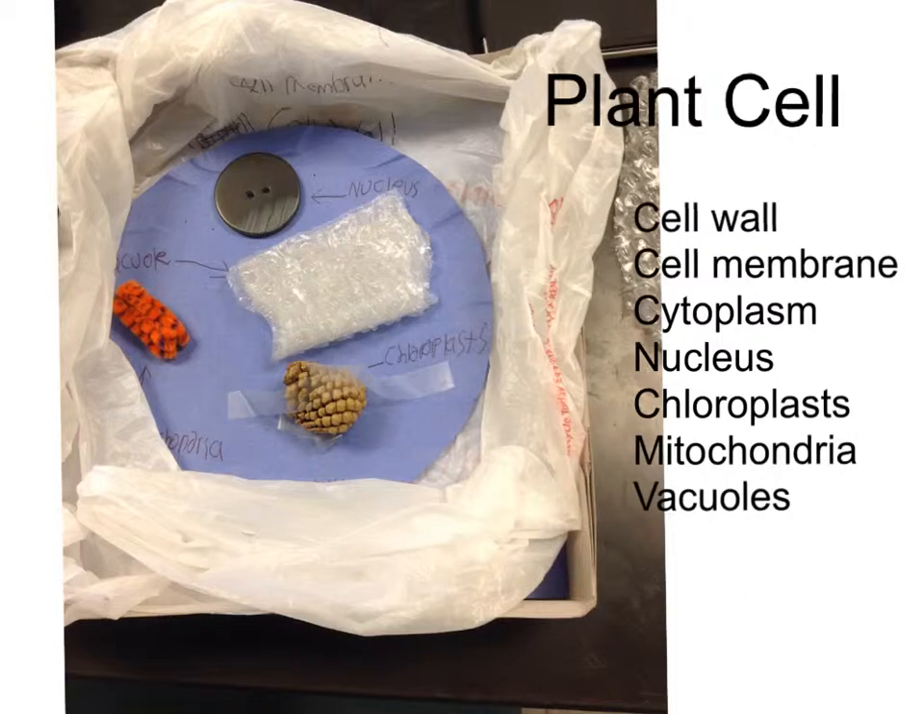Plant cells also have vacuoles, another organelle inside a cell that helps to store food and water. These are much bigger in a plant cell because it needs to store its food and water since it can't move to get it.